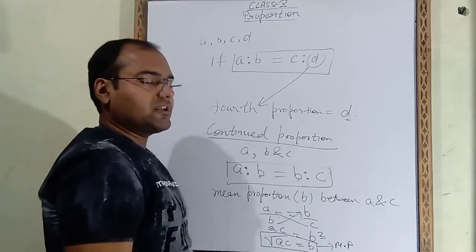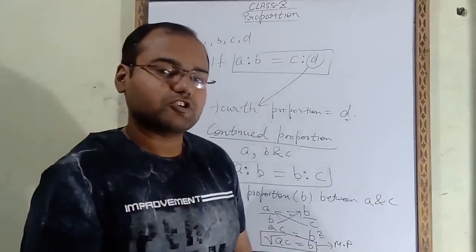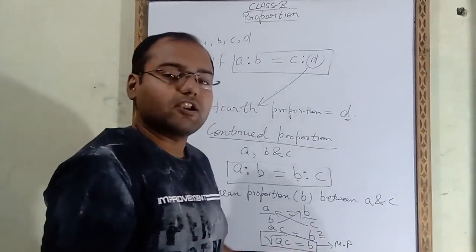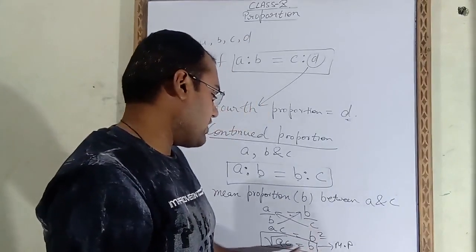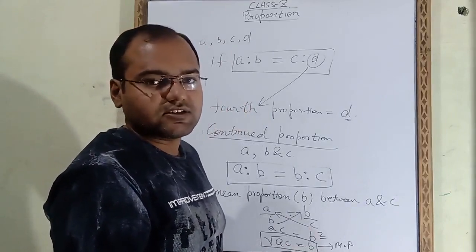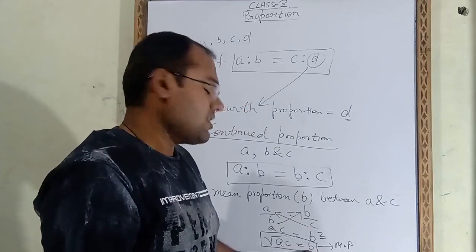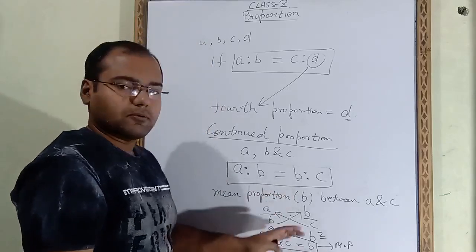So whenever in any question it is asked that you have to find the mean proportion, that means you have to find the value of B, and for that you have to use this formula. B is equal to square root of AC. A is the first term and C is the third term and B is the middle term, mean. Okay, so like this you have to do for mean proportion.